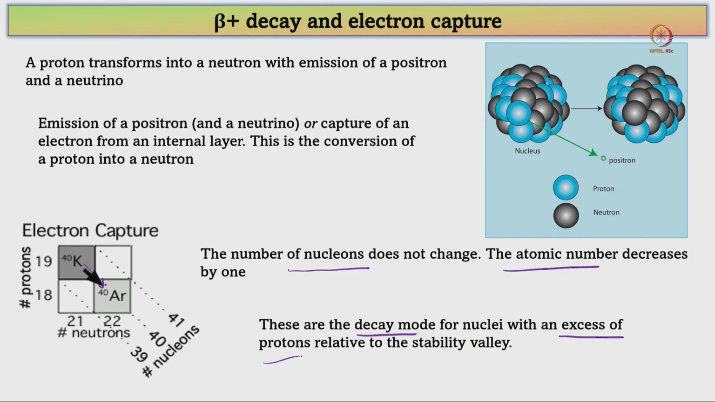A very high number of protons makes the nucleus unstable, and to return back to the stability value, it has to capture one electron. And this conversion is called the beta plus decay or electron capture.